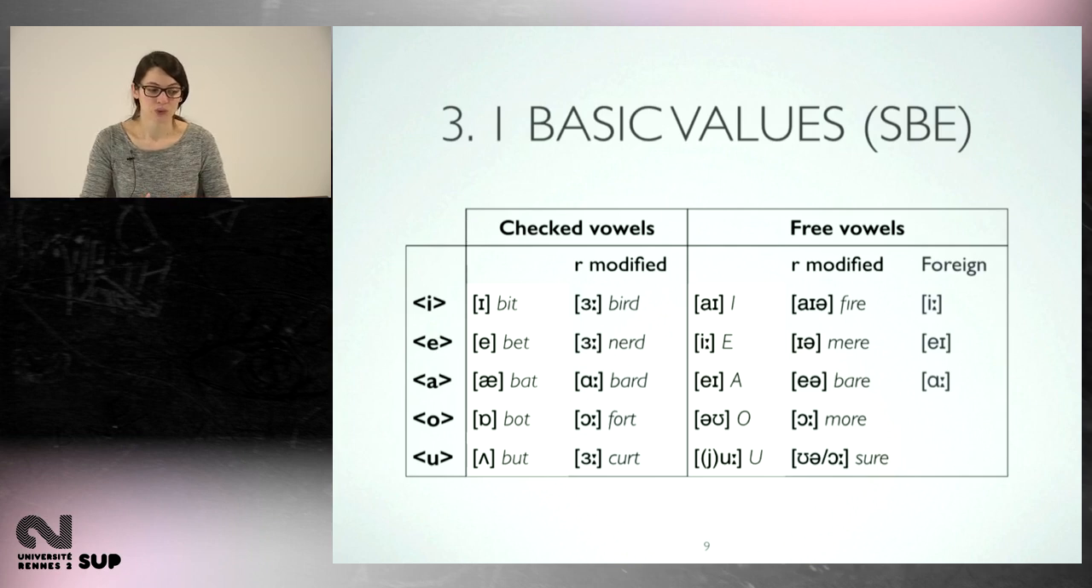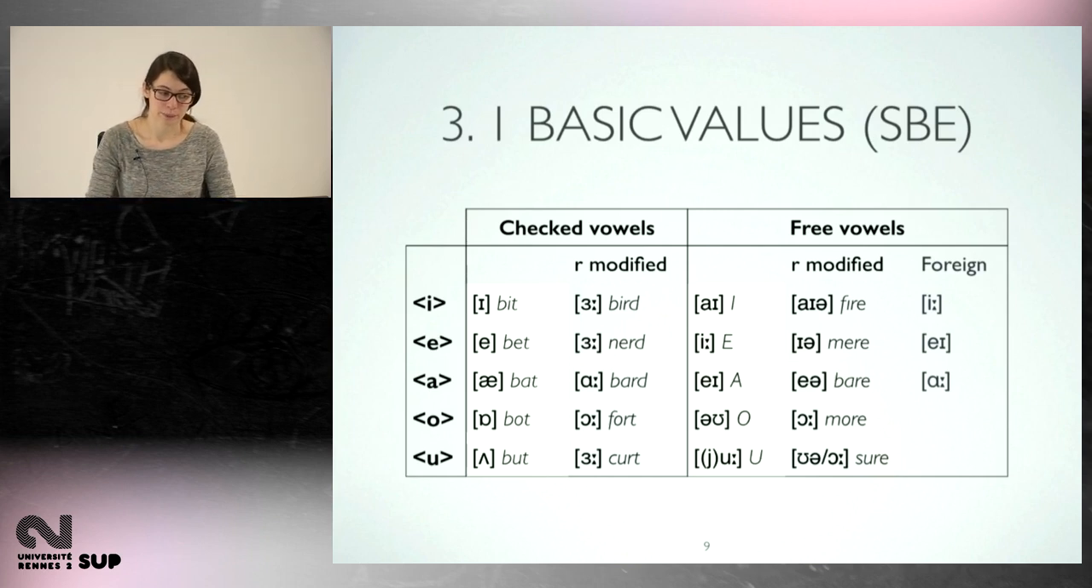So for the I vowel, you have a free foreign value, which is E, and which you have in machine, for instance, but which you also have in a word like bikini or martini, which sound foreign, and which are foreign in origin. The E vowel also has a free foreign value, which is A, which you find in peseta, which I didn't write down. It comes from the Spanish peseta.